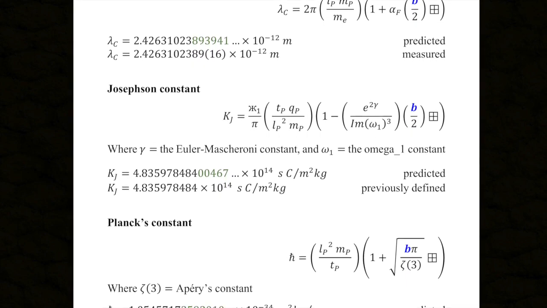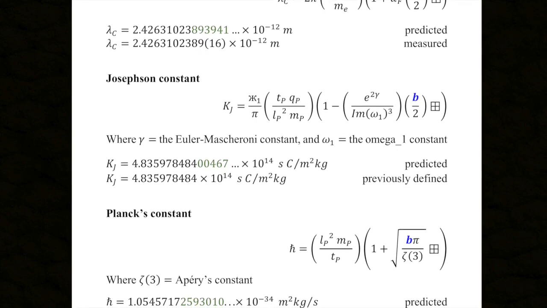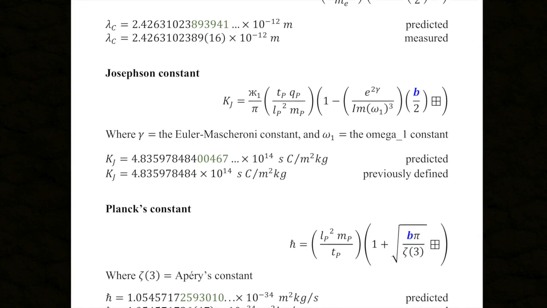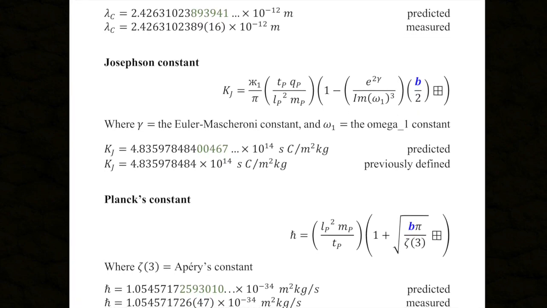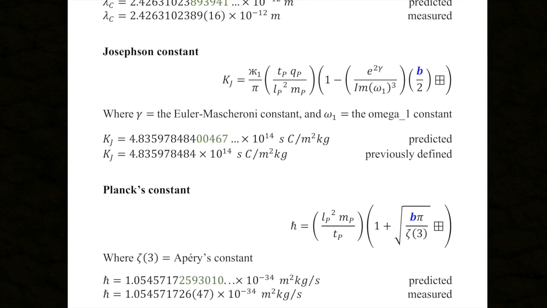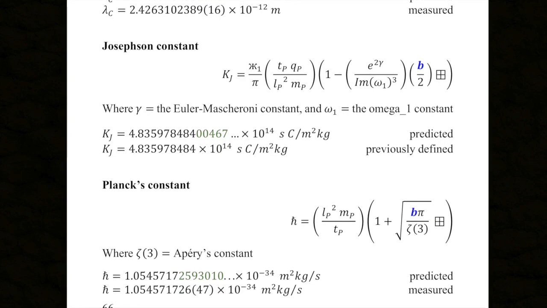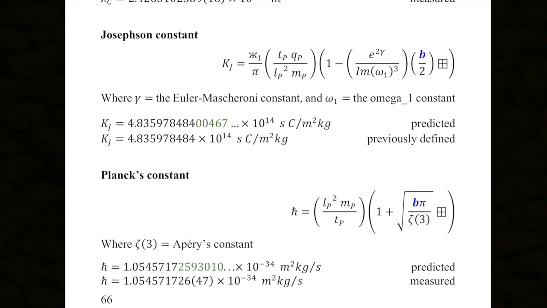E to the 2 gamma showed up before as our split coefficient, right? Our braiding split coefficient along the mass boundary. And the omega-1 constant, remember that one showing up before? I think it was in chapter 4, part of the elliptic harmonic half periods associated with the gamma function, the Lemniscate constant, and the Weierstrass constant.